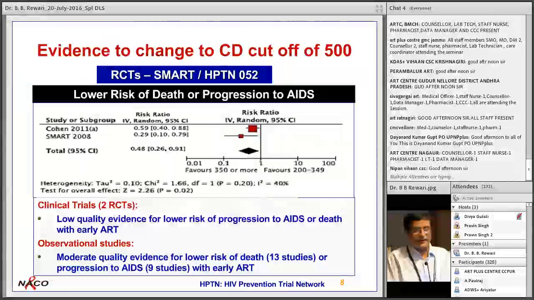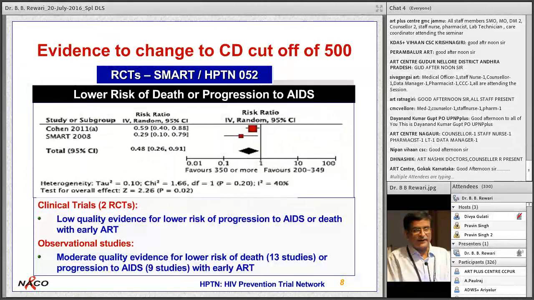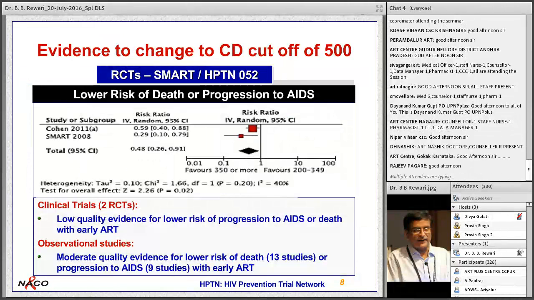Similarly, there were other studies which came up, and among these were HPTN 052 and the SMART trial, which again showed that there is a lower risk of death or progression to AIDS when the CD4 count for starting ART is changed to 500 compared to 350.